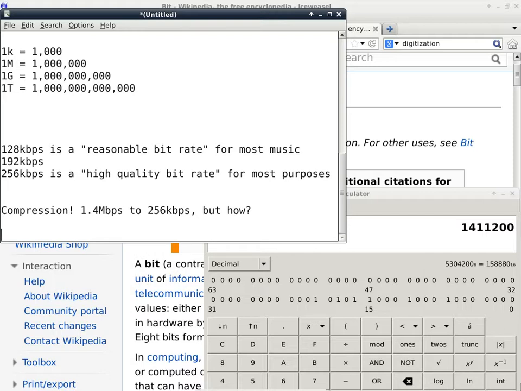For music, on the other hand, 128 kilobits per second is really kind of considered the minimum. Because if you go any lower than that, it doesn't even depend on what kind of music you're listening to. It will still sound really kind of crappy, compared to the original.